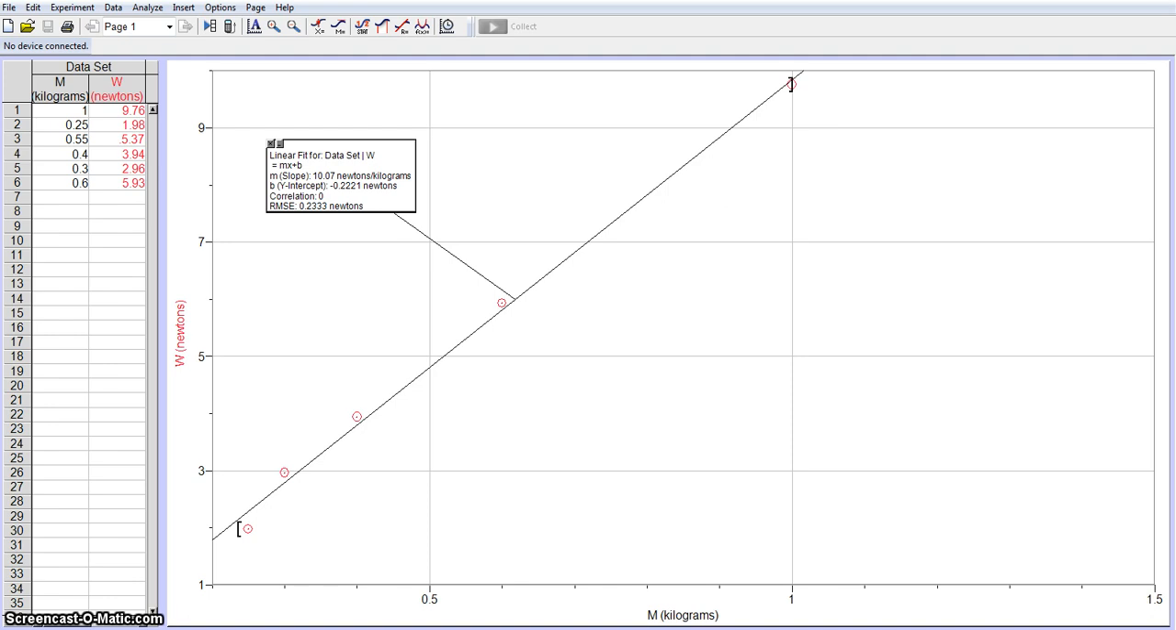Also, the equation for weight equals, here you can see it's 10 newtons per 1 kilogram times mass plus 0.22 newtons. And we see that 10 newtons over 1 kilogram, actually, let me draw that out.